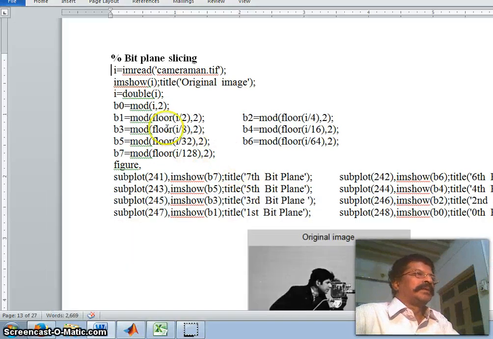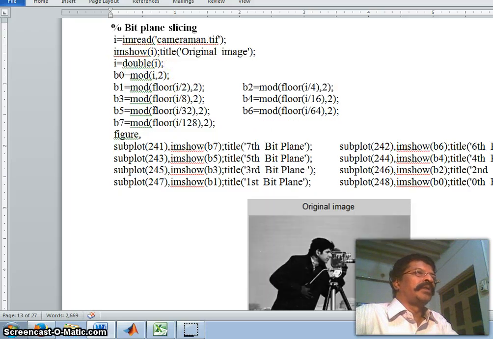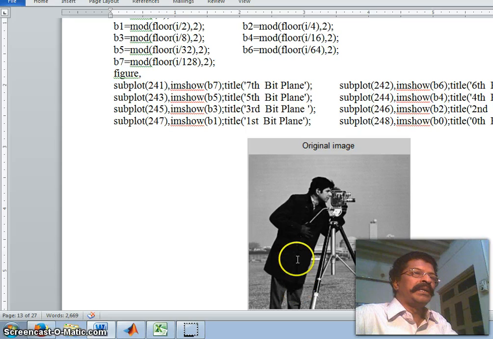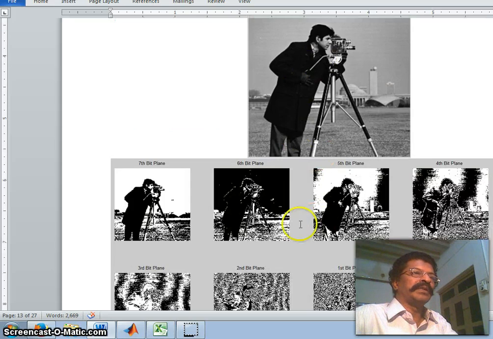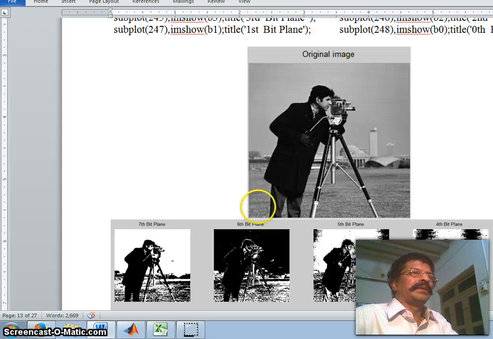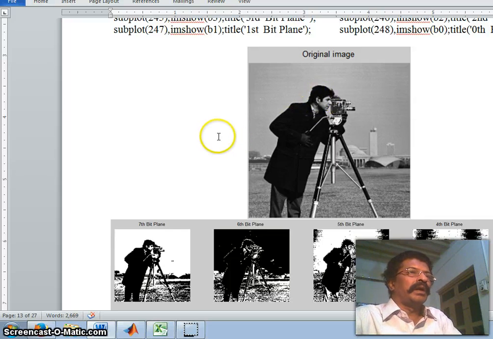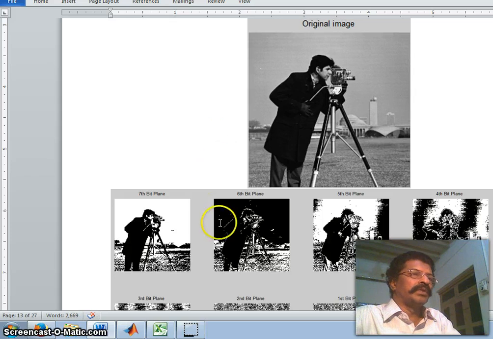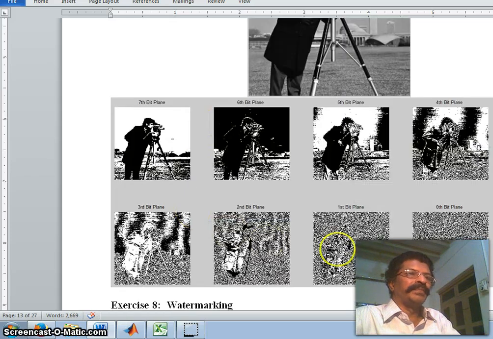Hello, welcome back. In this lecture, we shall discuss what is bit plane slicing, how an image can be decomposed into its various components. Here, see that this is the original image. This is a grayscale image, therefore, each value is represented in terms of 8 bits. If all the 8 bits are decomposed into separate layers, then this will be the 0th bit.